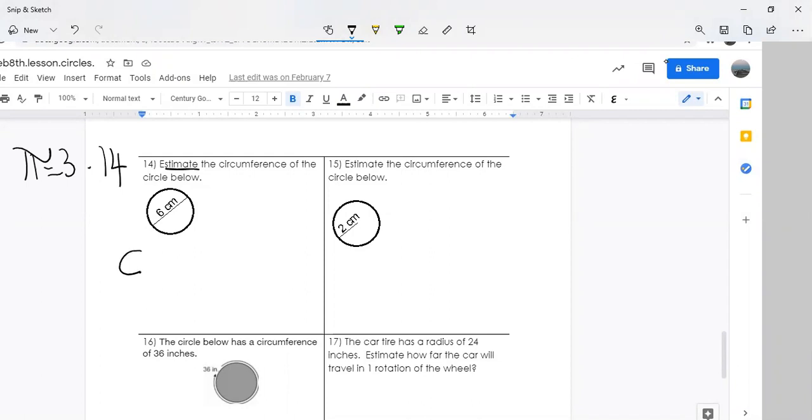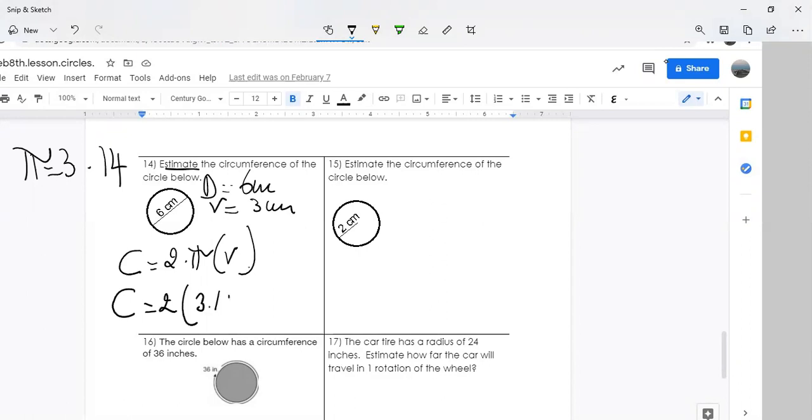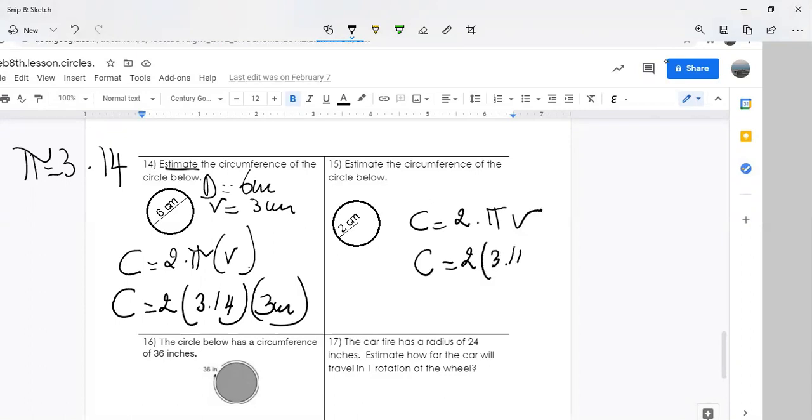The circumference is c equals 2 times pi times the radius. And here the diameter is 6 centimeters, which means the radius is half of that, it's 3 centimeters. So they give you the diameter, the radius is 3. So c here would be 2 times 3.14 times the radius, which is 3 centimeters. And you just put that in the calculator. Same thing for this question. c is equal to 2 times pi times the radius. 2 times 3.14, and the radius in this case is 2 centimeters, and just put that in the calculator, okay?